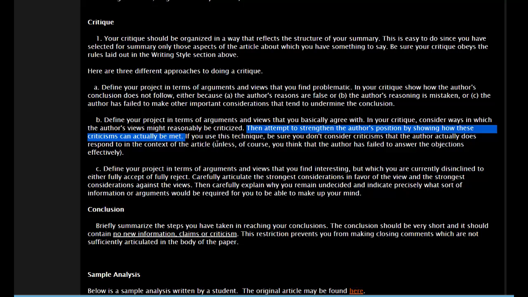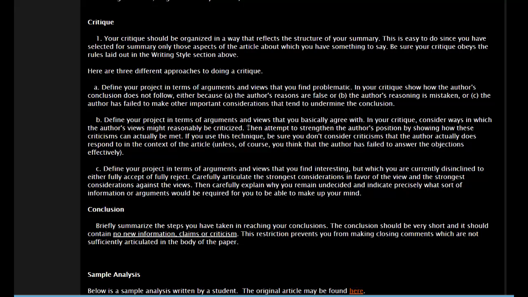Now, the easiest way to do this, frankly, and this isn't always possible because sometimes I've chosen an article where you're just not going to be able to find anything, but sometimes you'll be able to go online or into library resources and find responses to this very article. And so you can educate yourself a little bit more widely. There's no requirement to do this on my analyses.